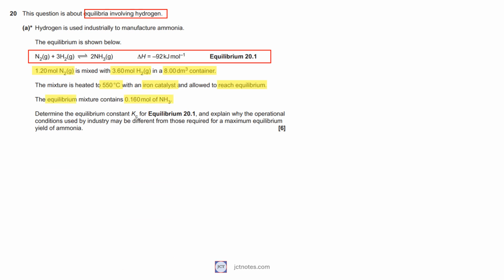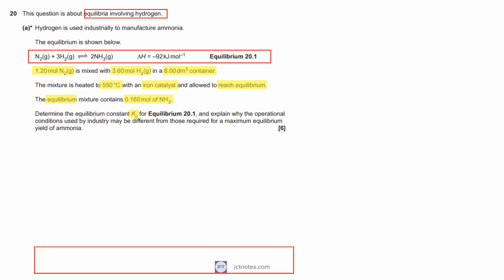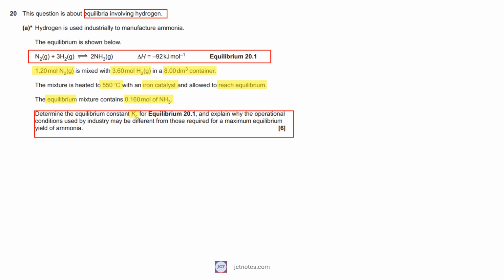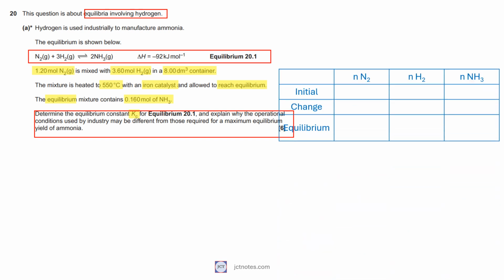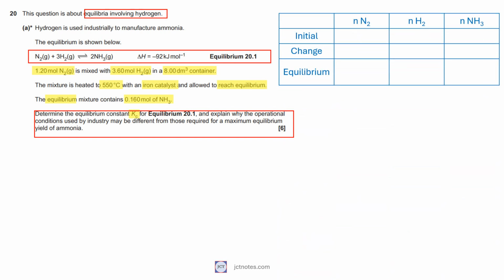0.160 mole of ammonia. We are asked to determine the equilibrium constant and explain why the operational conditions used by industry may be different from those required for a maximum equilibrium yield of ammonia. We start by calculating the number of moles in equilibrium for the species involved in the reaction. From the given data, we start with 1.20 mole of nitrogen, 3.60 of hydrogen and none of ammonia. We check now the change of the different species in the reaction.